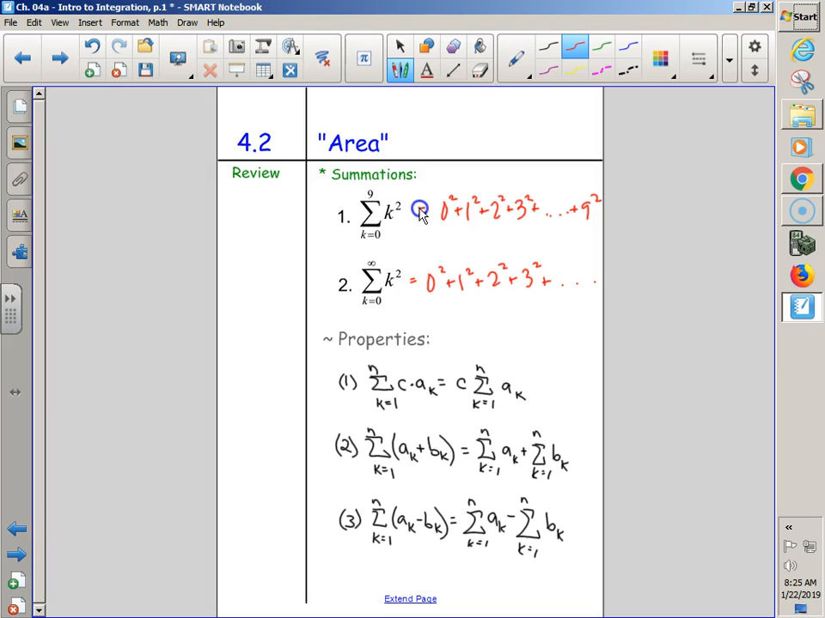Because if you think about it, if there was something like 5k squared, it'd be 5 times 5 times 5 times. And what can we do whenever it's a GCF? We can pull it out. So pulling out that constant, we can split up addition.